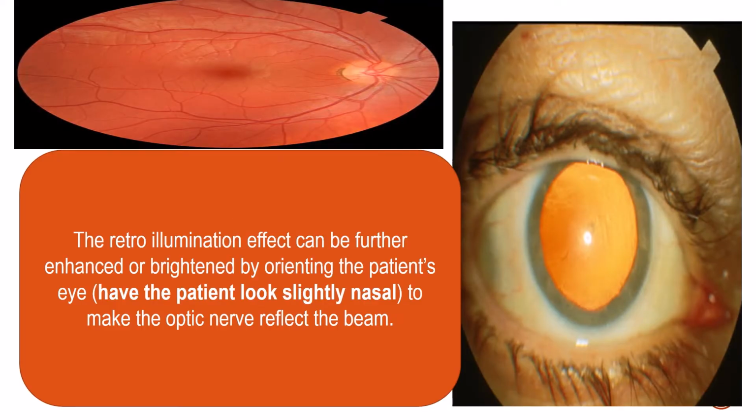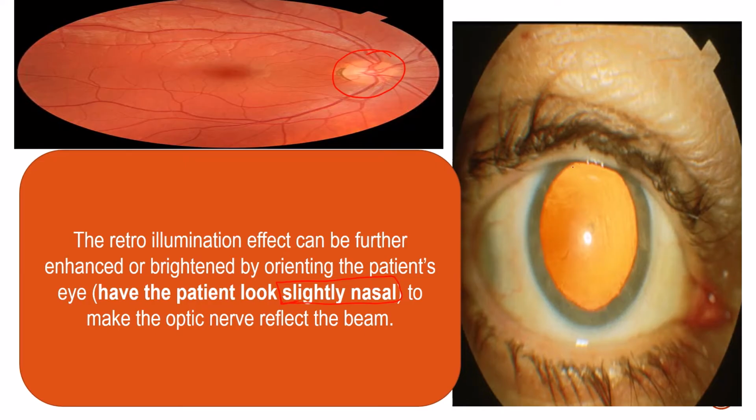Now, sometimes it might be difficult, the glow might not be enough. So, how can you actually enhance the glow? The retroillumination can be enhanced further by asking the patient to look nasally. What happens is when the patient looks nasally, the light that we are throwing is going to go back onto the optic nerve, and the optic nerve will reflect the beam in a much stronger way compared to the macula or the rest of the retina, and therefore you will get a much brighter retroillumination. So, how do you enhance retroillumination? By asking the patient to look slightly nasally.